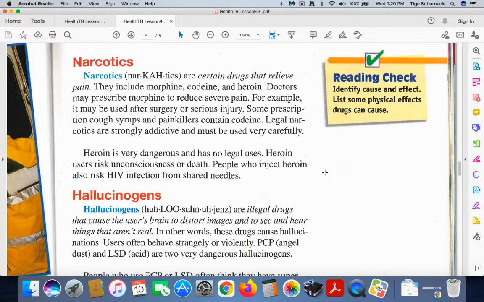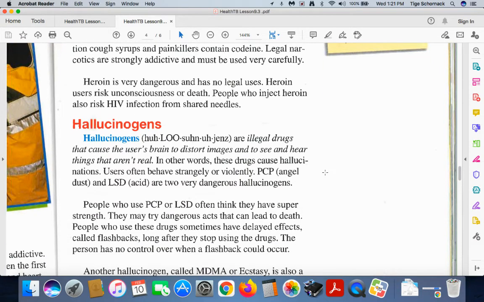And then heroin, again, is an addictive drug that people shoot up. Again, I don't think heroin is legal for medicinal use anymore. And obviously, right here, heroin is dangerous and has no legal uses. Heroin users risk unconsciousness or death. People who inject heroin also risk HIV infection from shared needles.